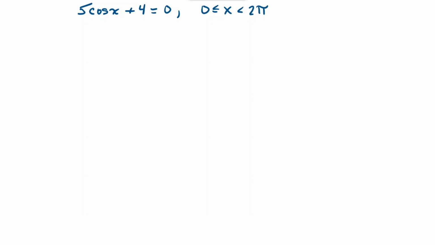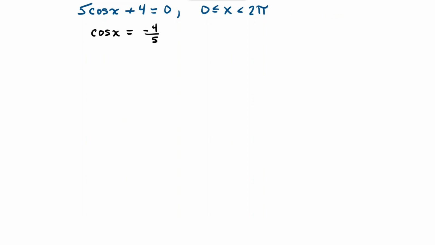So the first thing we need to do in an equation such as this, an equation that is linear in cosine x, is solve the equation first for cosine x, isolating cosine x to one side of the equation. And by doing so, we have cosine x equals negative 4/5.